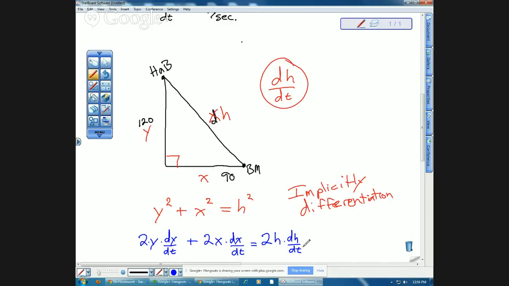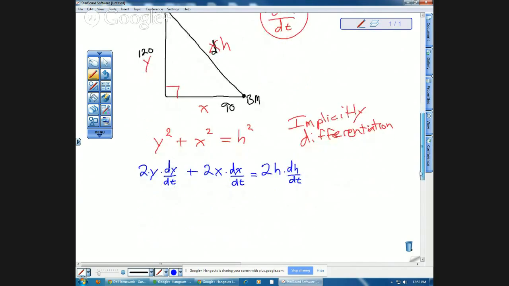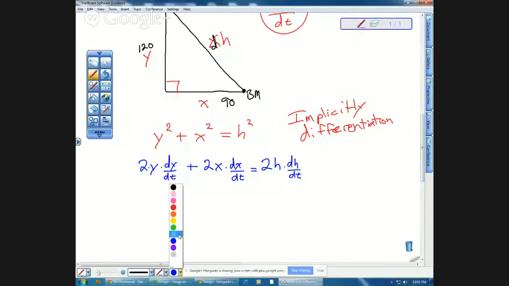So usually I don't like to mess with these too much, but every term has a 2 in it, right? I could divide the 2's out. Might as well do that. It makes it a little easier. So I could divide both sides by 2. And then I'm going to get y dy dt plus x dx dt equals h dh dt.